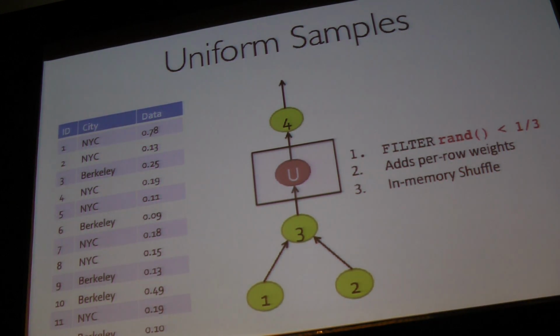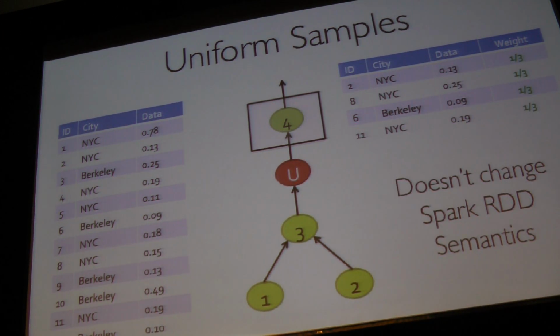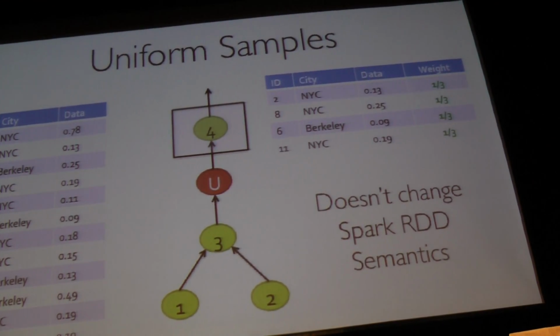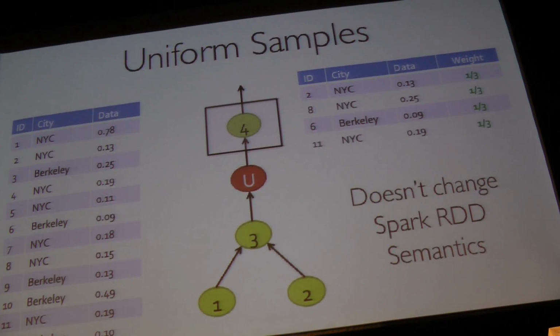This shuffling is done so that if you create a sample which looks like this, in this case the sampling ratio was 1/3, and you shuffle this in memory, any subset of the sample is also a uniform sample. So this allows us to get a smooth trade-off between speed and accuracy. And last but not the least, it does not change any Spark RDD semantics. The last column, which is the weight column, is completely transparent to all the queries.